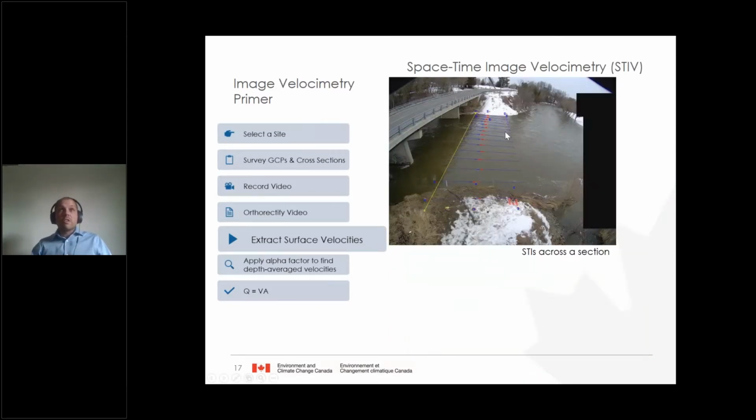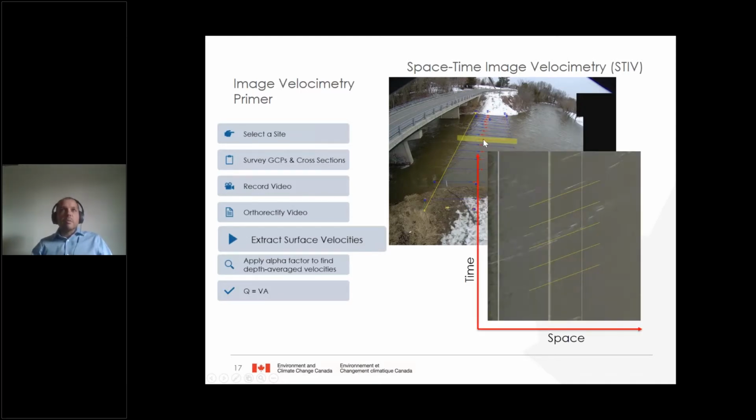And so you can do that on a river where these lines are all the flow paths of the particles, and you extract a space-time image for each one of those lines, and you can just draw the slope or have an algorithm figure out the slope of those particles, and you get a velocity at each one of those lines. And then you have velocities across your whole stream.